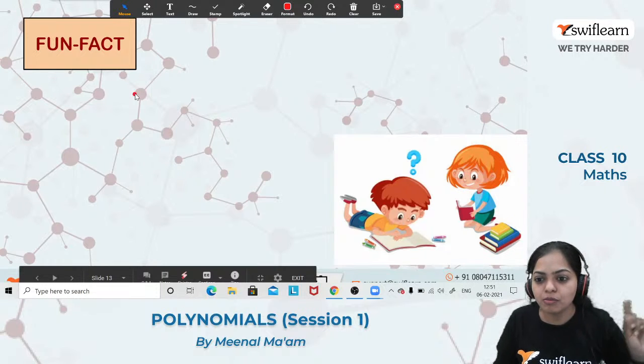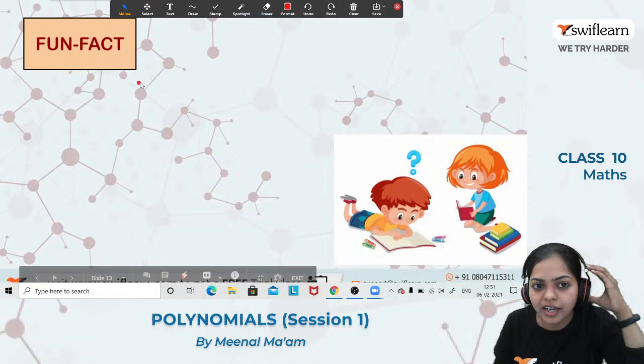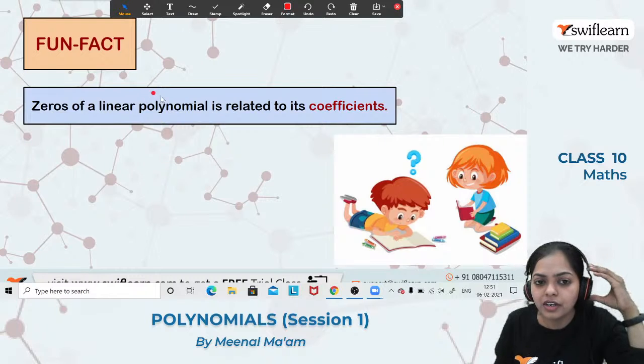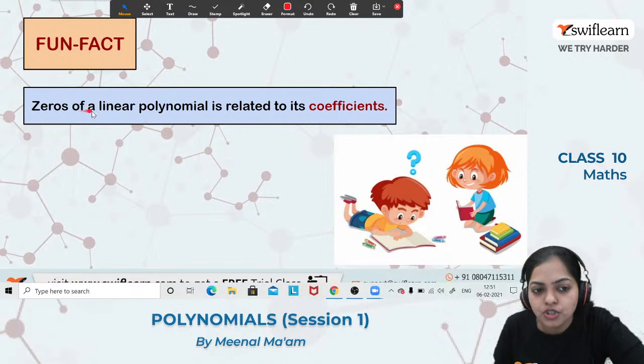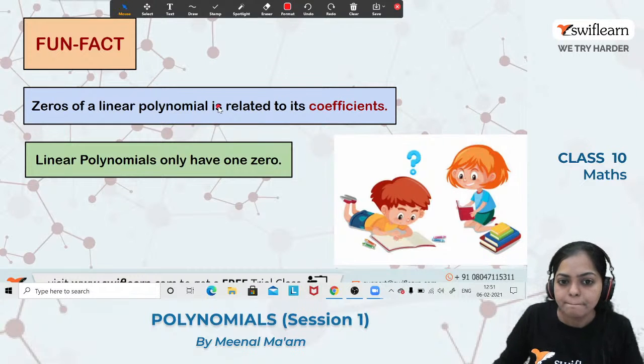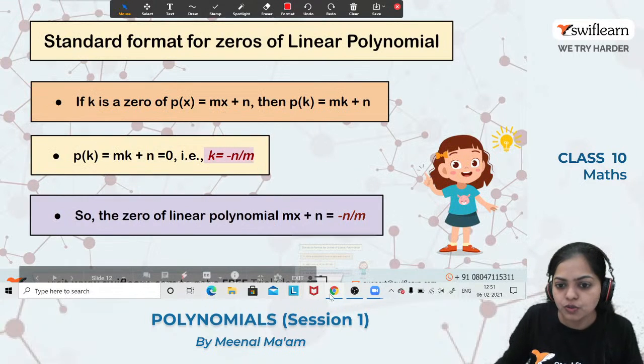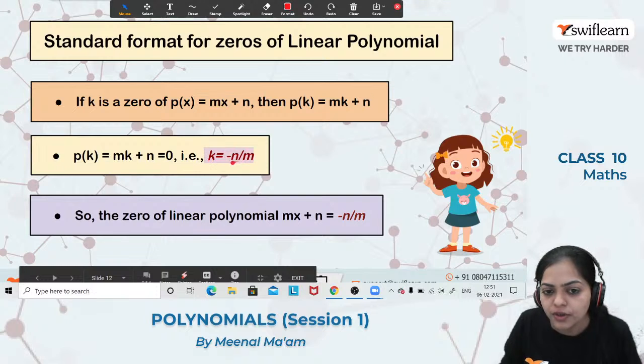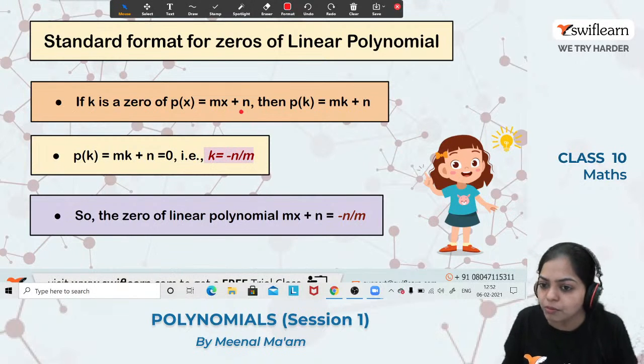What facts have we gathered through the previous examples? So the zero of a linear polynomial is related to its coefficients. How? A linear polynomial has only one zero. We have already seen in the last case that the zero is equal to minus n by m, and n and m are the coefficients of the polynomial.